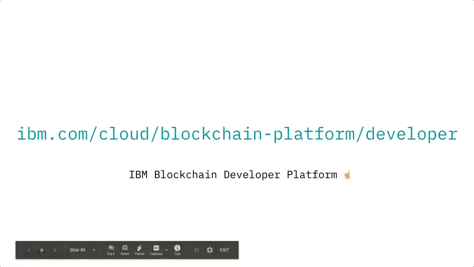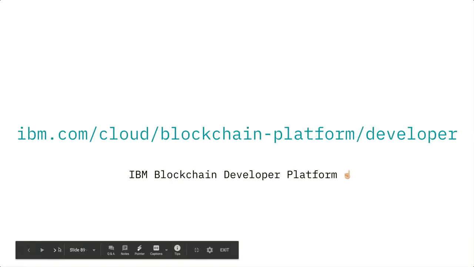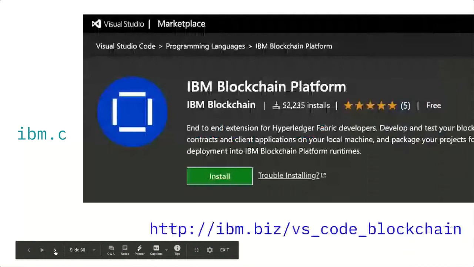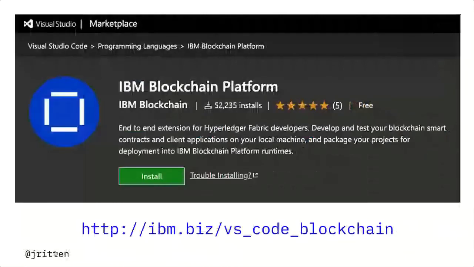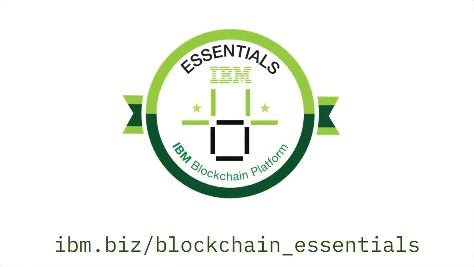So to continue working on projects, there's a few things. So this is the starter for the IBM Blockchain Platform for developers. This is, again, the code for the VS Code extension. And then this is the IBM Cloud Blockchain Essentials badge. I am going to make sure that it's clear as well for the new badge that they just released, the V2 for Blockchain Developer.